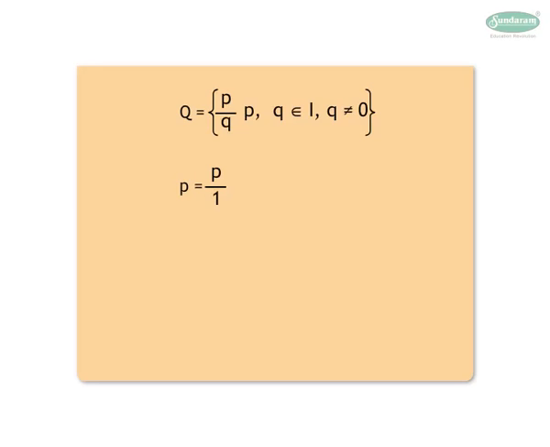So students, the set of natural numbers N is a subset of whole numbers W, which is a subset of integers I, which is again a subset of rational numbers Q. Now students, we can represent these numbers on the number line. All the positive numbers are represented to the right of 0 and the negative numbers are represented to the left.